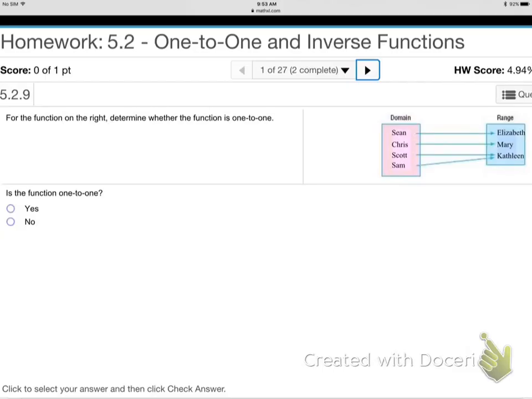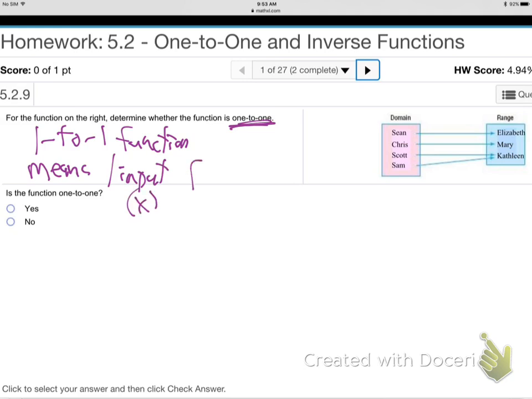Okay, so they're going to talk about one-to-one and inverse functions. First off, they're going to say, hey, is this function one-to-one? And one-to-one is just what you would expect. A one-to-one function means one input, or x, for one output, or y. Just like you'd expect, you know, one-to-one. There's one thing for one thing. So what do you think about this?